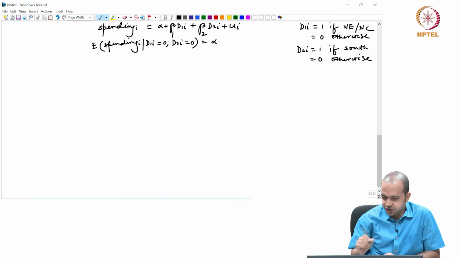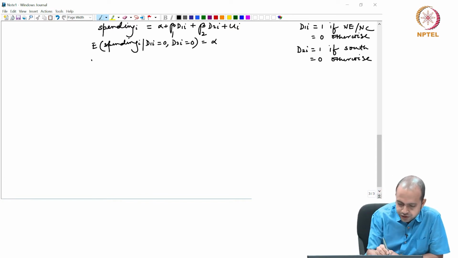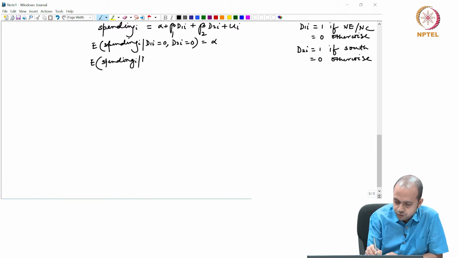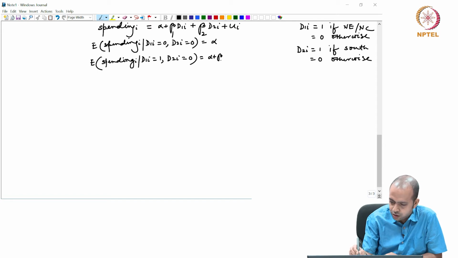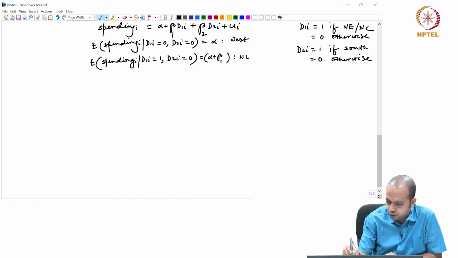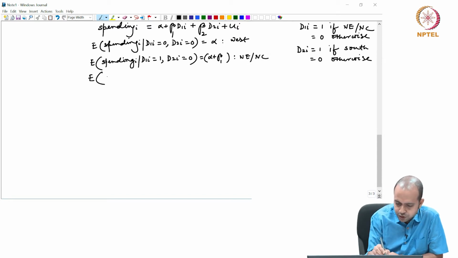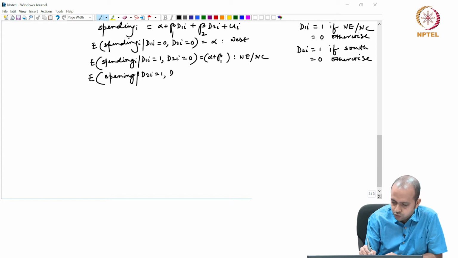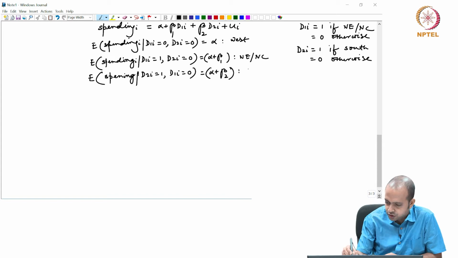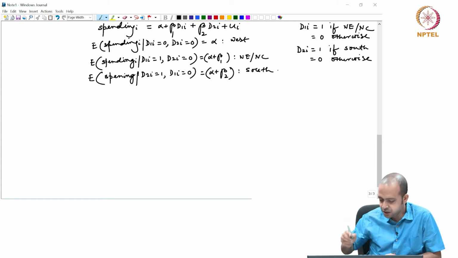So, we will now estimate the model. Okay. This is the expectation of spending given D1i equals 1, D2i equals 0, that is alpha plus beta 1. So, this is for the base category west, this is for the northeast or north central, and if you take the expectation of spending when D2i equals 1 and D1i equals 0, that would become alpha plus beta 2, which is basically for the southern region. Alright. Now, we will estimate.